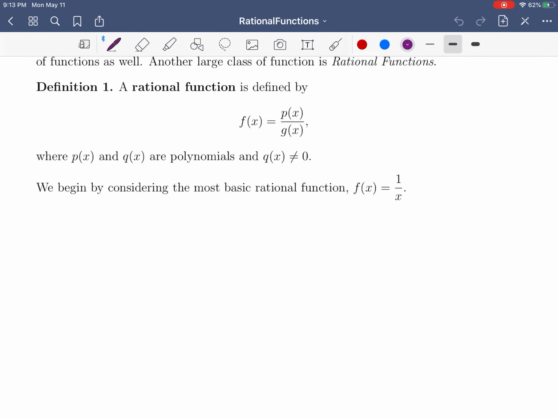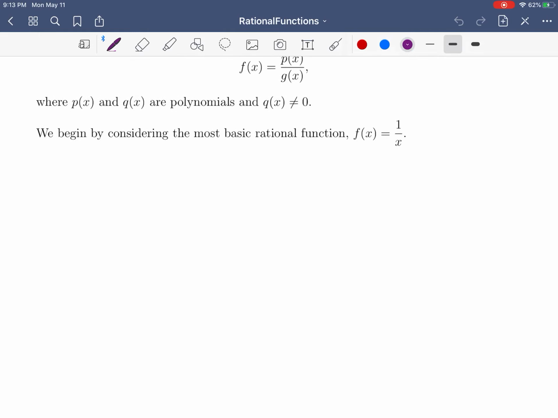So let's start with the most basic rational function. This is f of x is 1 over x. So I have polynomial 1 over polynomial x. This is one that you've probably seen before, but in case you haven't, let's think about what this looks like. And I'm going to start by doing a table of values.